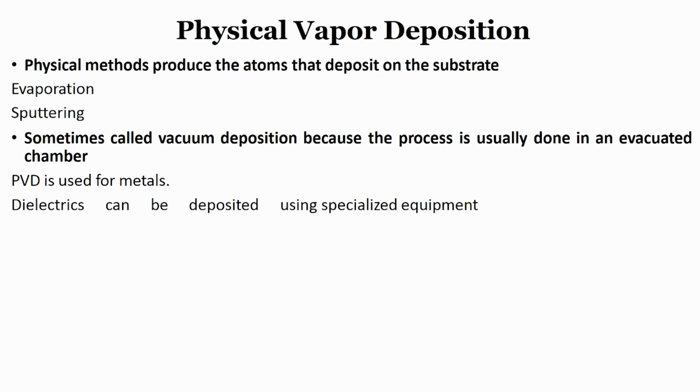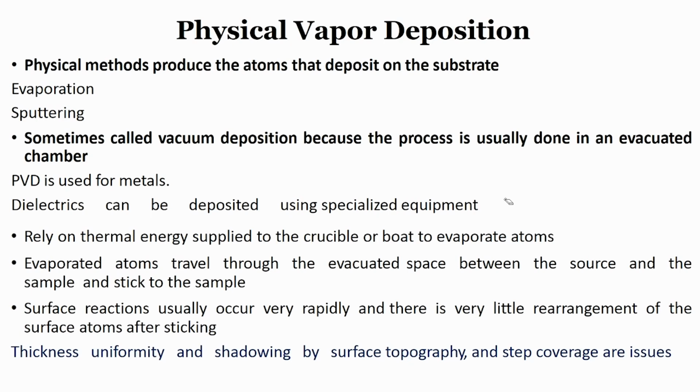Now, most of the time physical vapor deposition is used for metals. However, dielectrics and some semiconductors can be deposited using some specialized equipment. We will see how you can deposit dielectrics or semiconductors using physical vapor deposition. Okay, so this thing is easy. Now, let us see further.